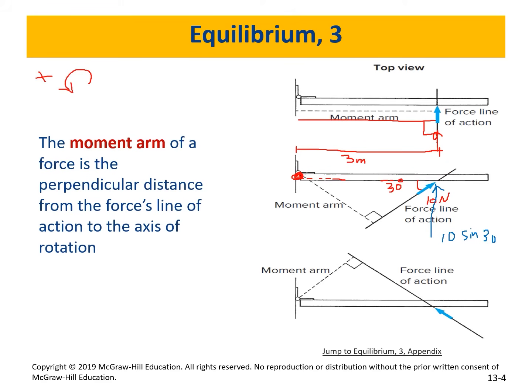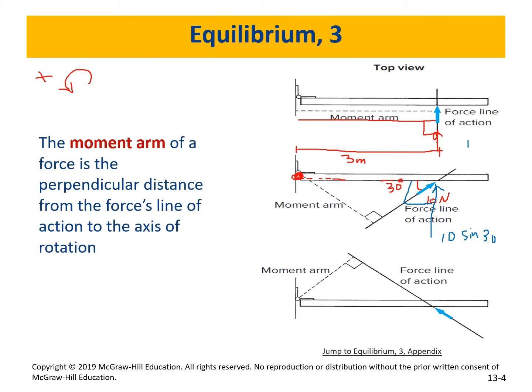And you multiply, that's the vertical and perpendicular to the line of action of the moment arm. So you multiply 10 sine 30 multiplied by 3 meters. How much is that? There you go. 10 sine 30 is half, and that's 5, 15.